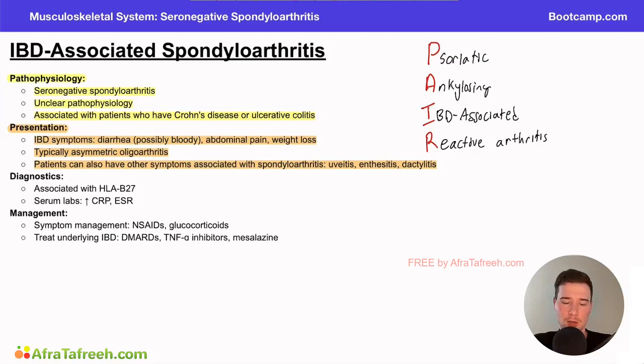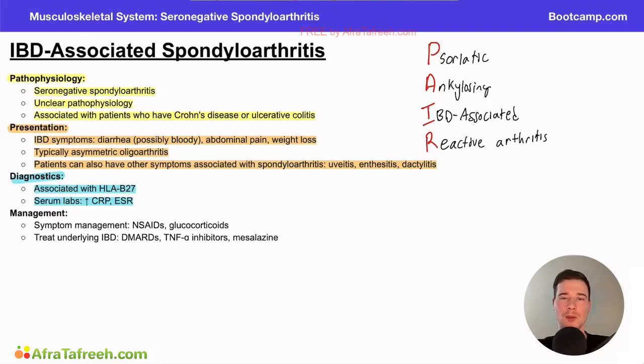These patients are typically going to be diagnosed clinically, but we know that there's going to be an association with the HLA-B27. They're also likely to have increased serum labs, including CRP and ESR. Why? Because again, this is an inflammatory condition. When we have inflammatory conditions, we often have increased inflammatory markers in the body.